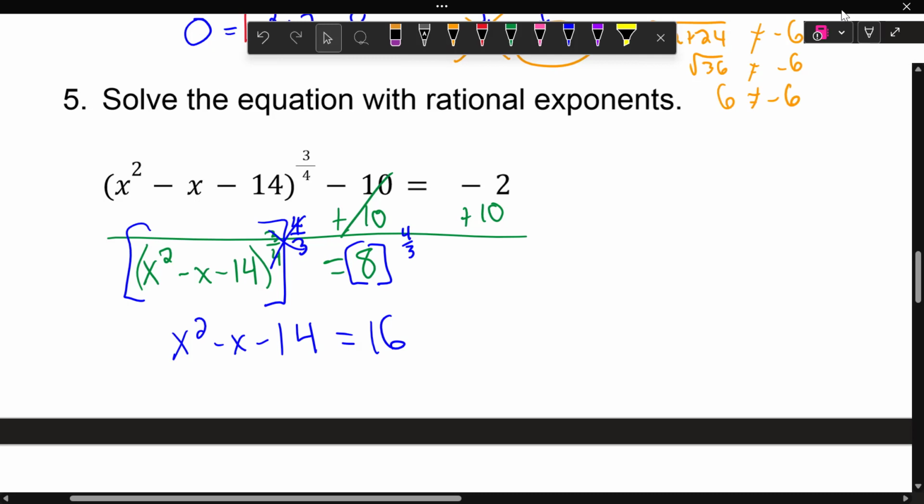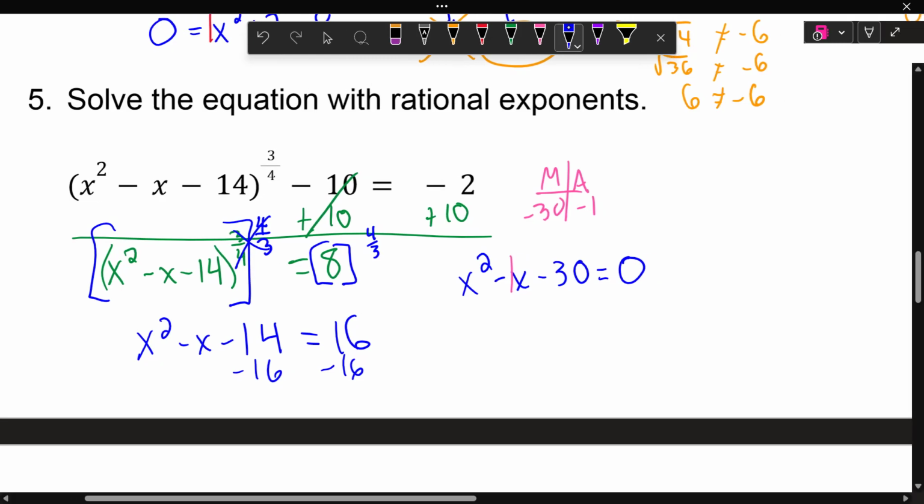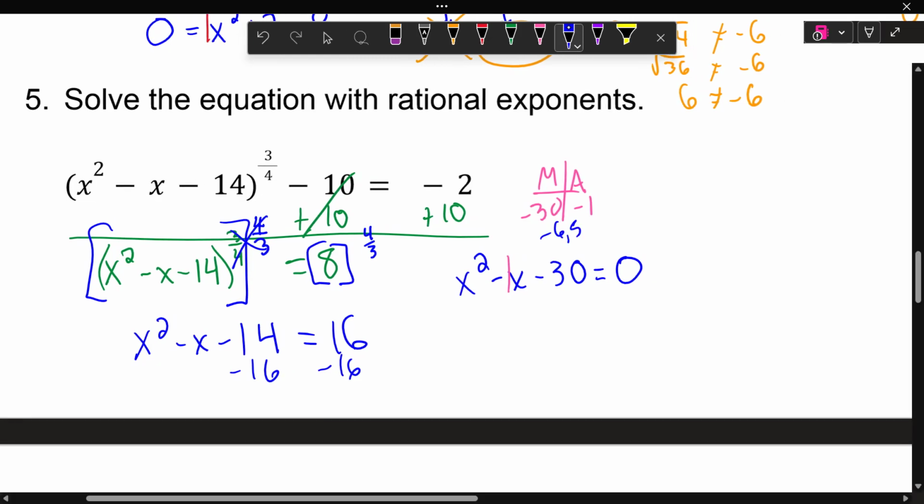So of course we have x squared, so we need to get it equal to 0, so I'll subtract 16. X squared minus x minus 30 equals 0. We got to do our MA table. We want 2 numbers that multiply to negative 30 and add up to negative 1. Really, there's a 1 there. So the 2 numbers that work are negative 6 and 5. So we got x minus 6, x plus 5 equals 0.